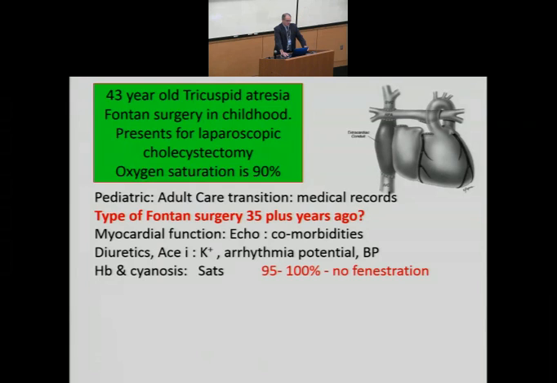Blood pressure? It's important to see if he's fenestrated or not. If he's not fenestrated and his SATs are 90, that's a worry. There's probably some collaterals in the lung. If he is fenestrated, 90 wouldn't be a problem.